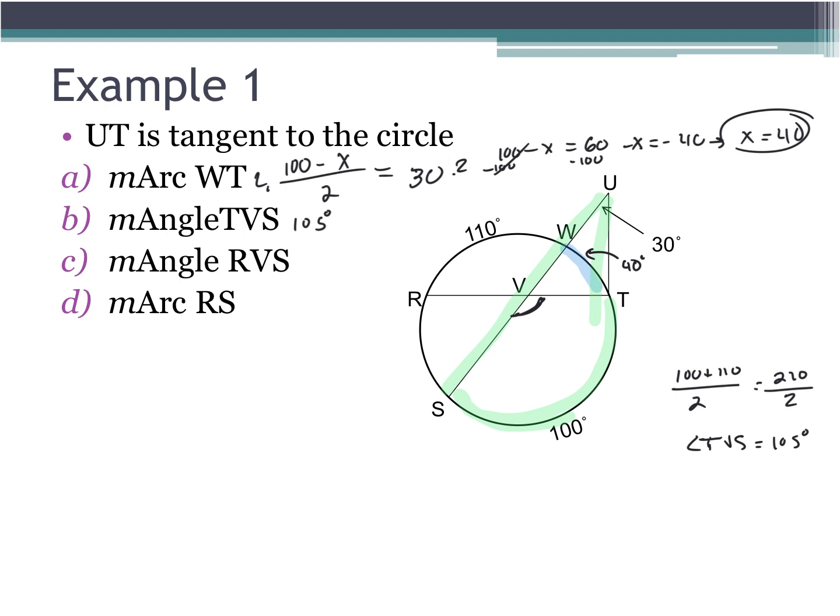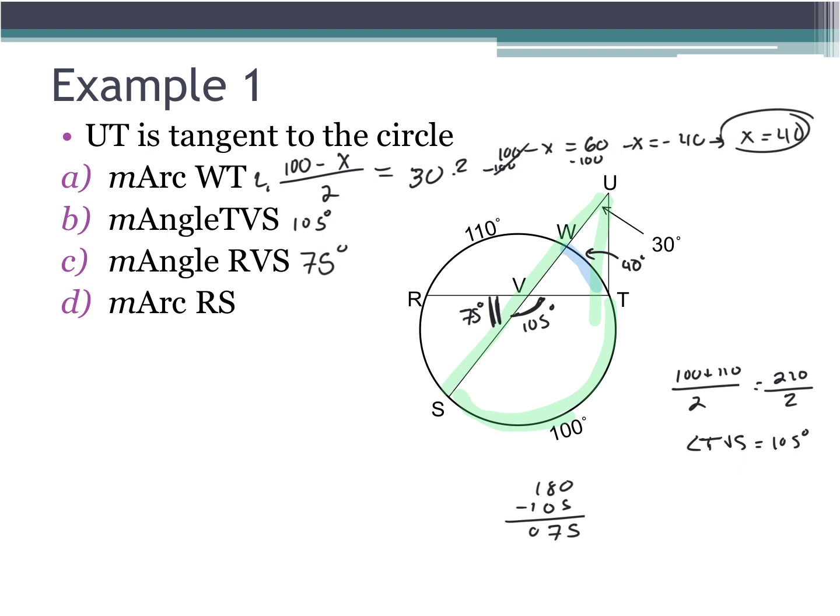Now they're asking us to find angle RBS, which is this one right here. I'm going to mark it with 2. Now we can do the same floating angle theorem equation, or we can just do 180 minus 105. So that's going to be 75 degrees. So 75, 105.